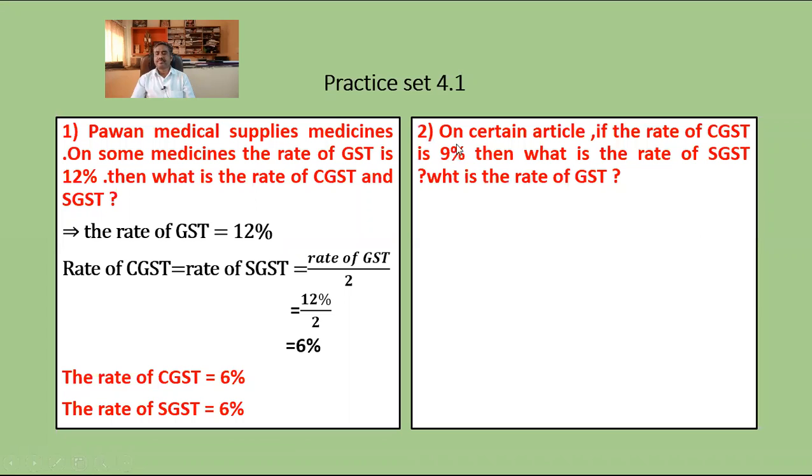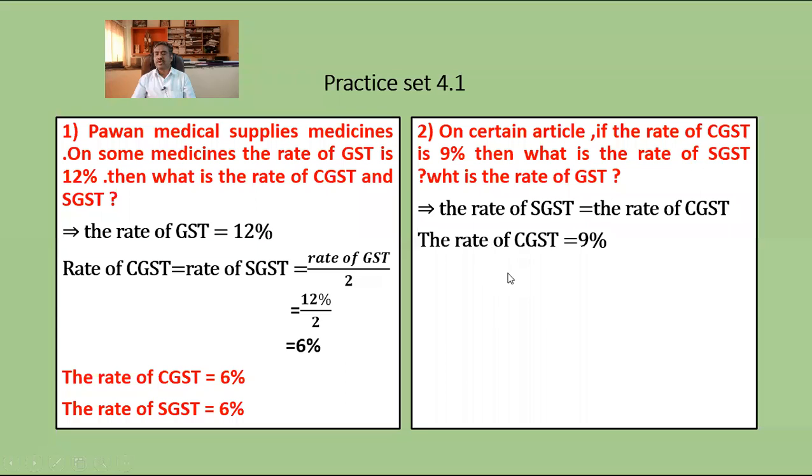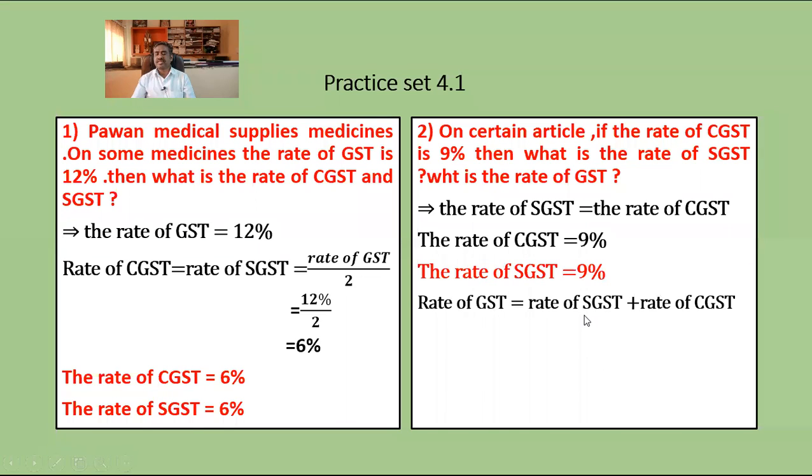Second problem, on a certain article, if the rate of GST is 9%, CGST is 9%, then what is the rate of SGST? What is the rate of GST? Here rate of SGST is the same as the rate of CGST. Therefore, rate of CGST is given 9%. Therefore, rate of SGST is equal to 9%. And rate of GST is the sum of rate of SGST and rate of CGST. 9% plus 9% is equal to 18%.